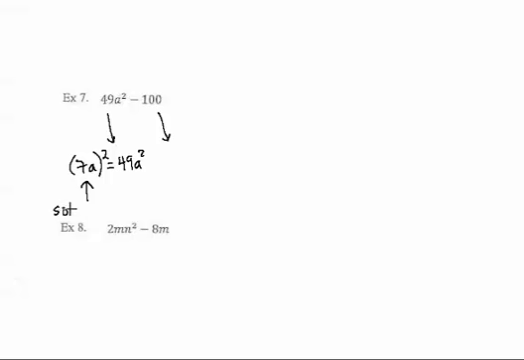The square root equals 7a. Okay, 100 is a 10 squared. Okay, 10 squared equals 100. So the square root equals 10. And we're also looking at the difference between these two terms. So it is the difference of perfect squares.